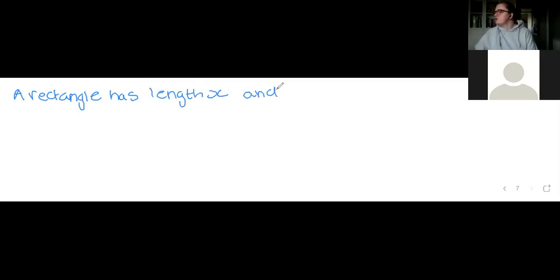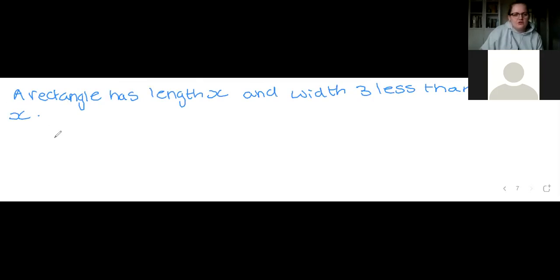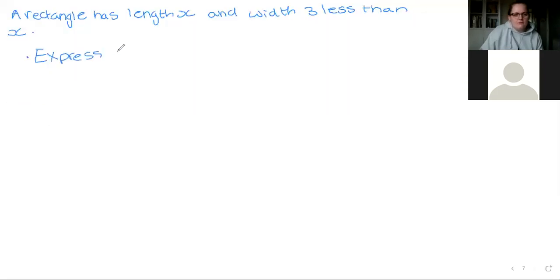So what we get to now is we'll look at an example for problem solving. So if you are told, for example, a rectangle has a length of x, and a width which is 3 less than x, you're then asked to come up with an expression that represents its area. So this is quite a nice question, really. So you need to come up with an expression that represents its area.